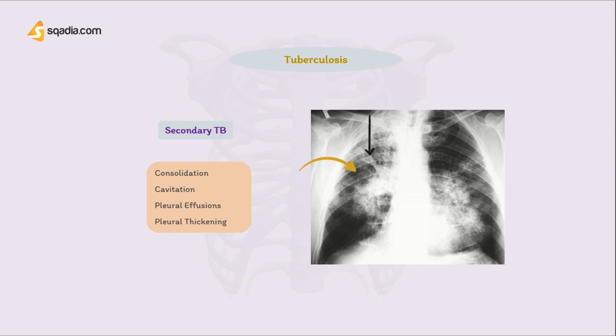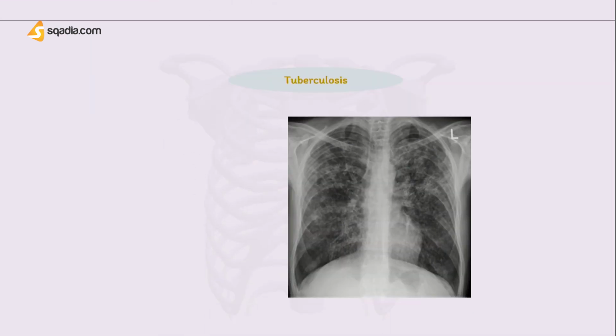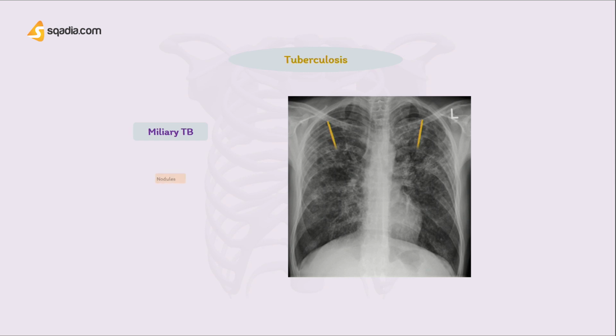that may be associated with pleural effusion or pleural thickening. Now, previous or old tuberculosis is a healing process, and the features that you can recognize are fibrosis and volume loss, calcified foci, pleural calcification, and tuberculoma. Last, we have miliary tuberculosis, which shows discrete 1 to 2 millimeter nodules distributed evenly throughout the lung fields due to hematogenous spread.